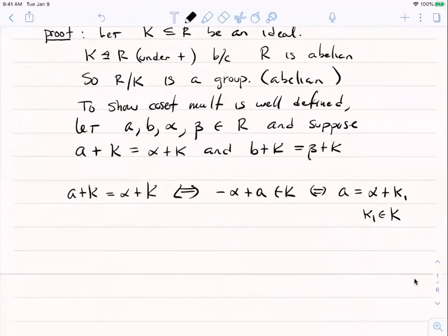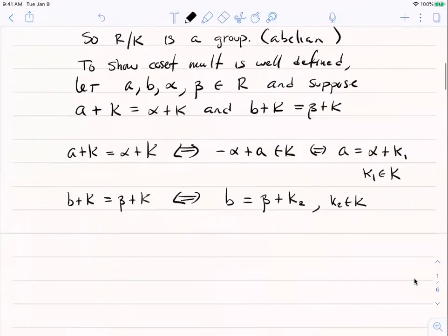Similarly, skipping the steps, if B and beta represent the same coset, that's going to be true if and only if B is equal to beta plus something I'll call little k2, and I know little k2 is in K. All right, so you know what we're going to do next. I've got an expression for little a, I've got an expression for little b. I'm thinking about a times b. Let's multiply them.